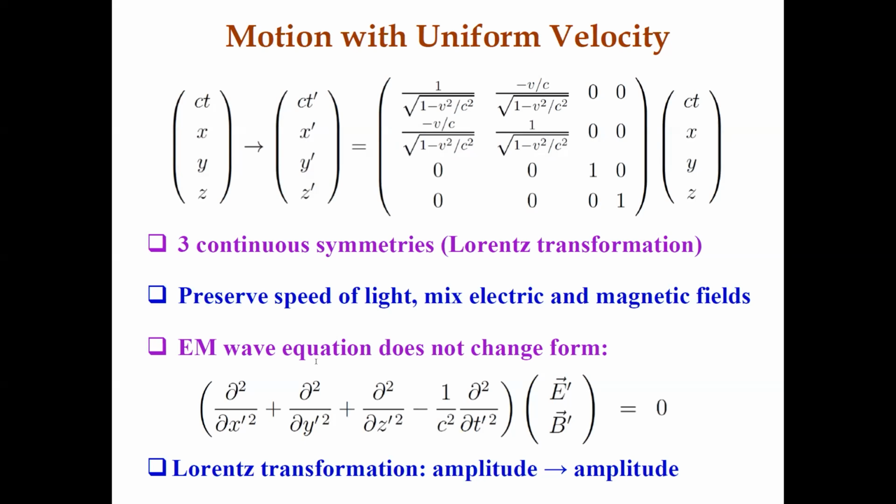So it means that if you are doing an experiment with an apparatus and you move with respect to the apparatus with a constant velocity, you will see the same laws of physics. And if you don't move, you find the same law. Same law means that the form of the equation describing the physical phenomenon will look the same.